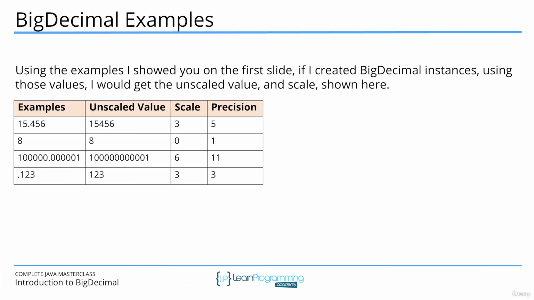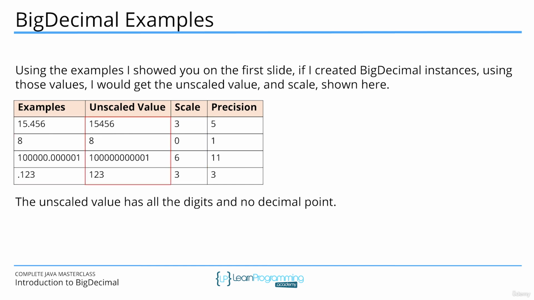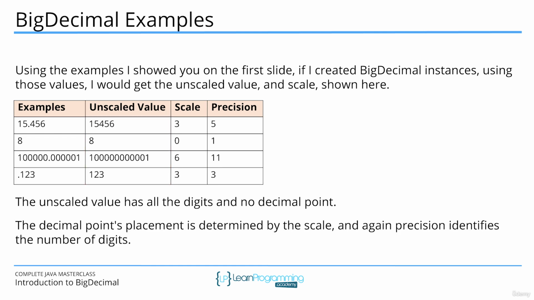Using the examples I showed you on the first slide, if I created BigDecimal instances using those values, I would get the unscaled value and scale shown here. The unscaled value has all the digits and no decimal point. The decimal point's placement is determined by the scale, and again, precision identifies the number of digits.